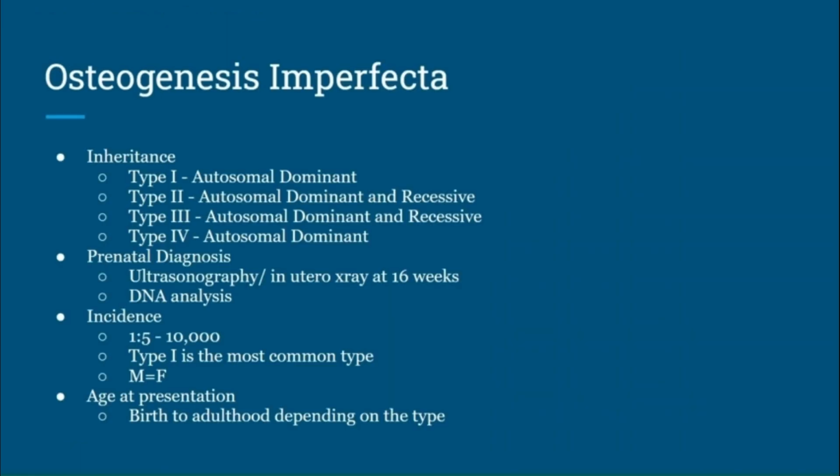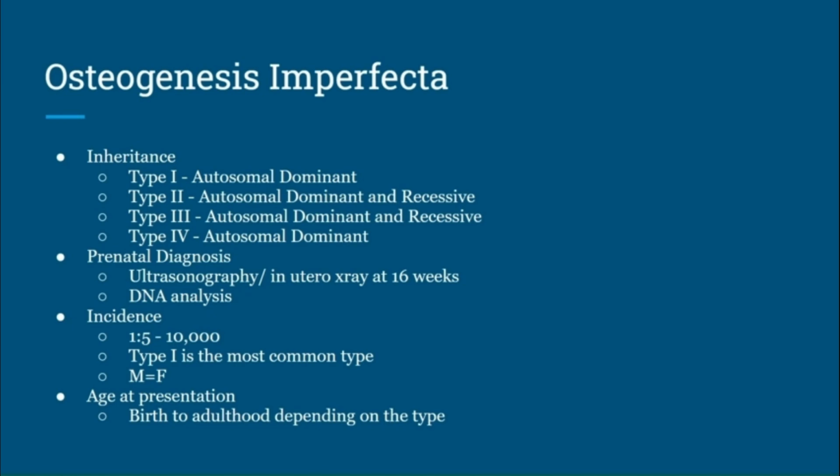All right, moving on, we're going to talk about OI, osteogenesis imperfecta. This is something I've seen in med school for sure, and it's going to be a nice review. There's several types here, all ranging mostly autosomal dominant, but some recessive components as well. You can do DNA mutation analysis on this. The incidence of this is more common than other genodermatoses we talked about, and type 1 is the most common.